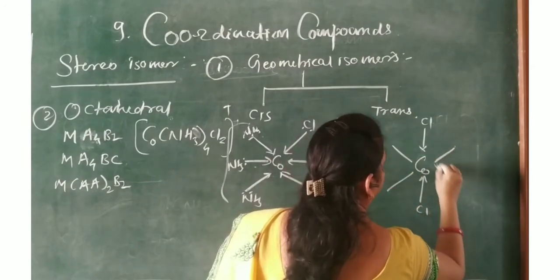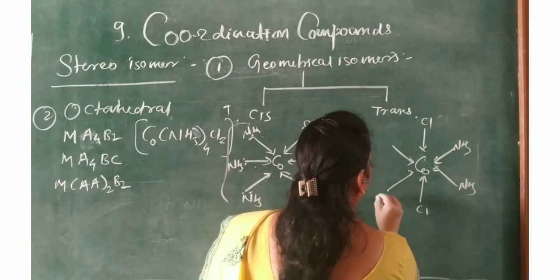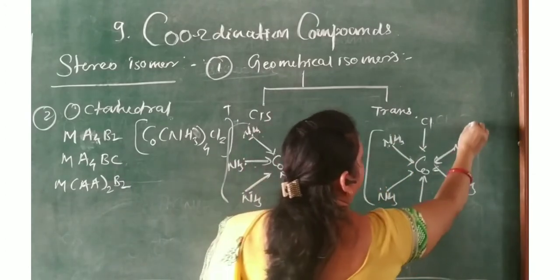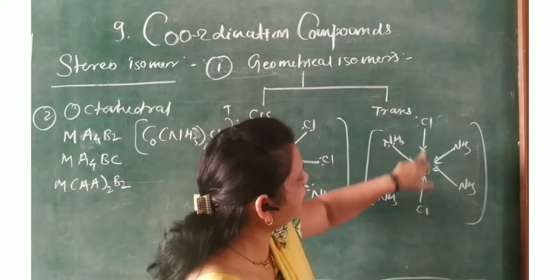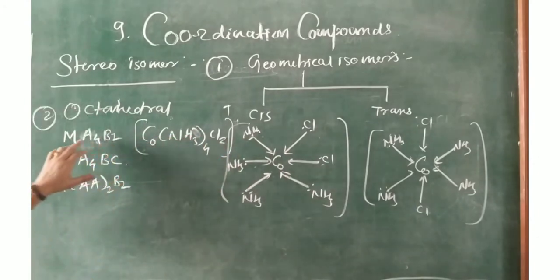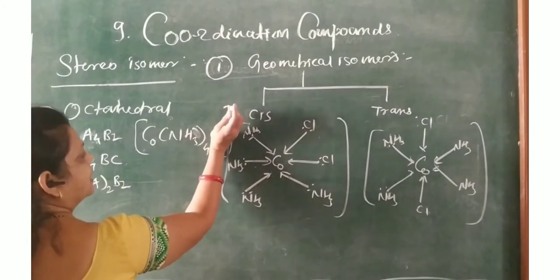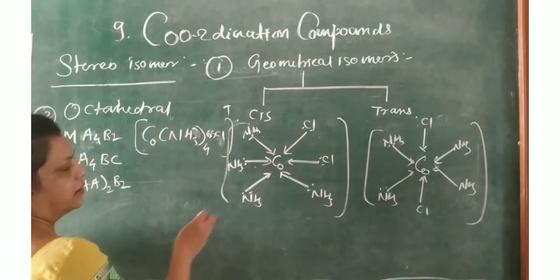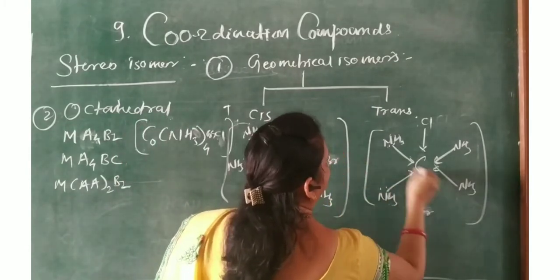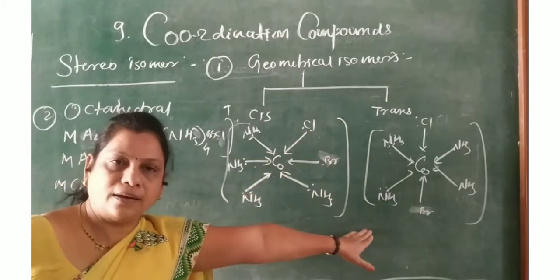Then here NH3, again here NH3, NH3 and NH3. Means here similar groups are present on the opposite side, and they are called trans in the form of Ma4B2. Ma4BC, at the place of this Cl, here Br and Cl. Here Br and Cl are on the opposite side, and then the remaining are as it is. Okay, so these are cis and trans.